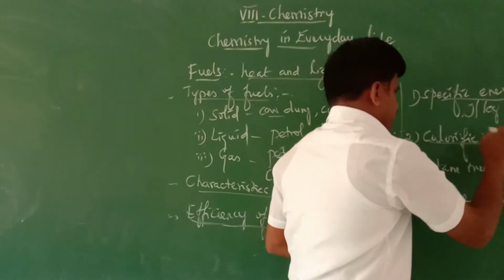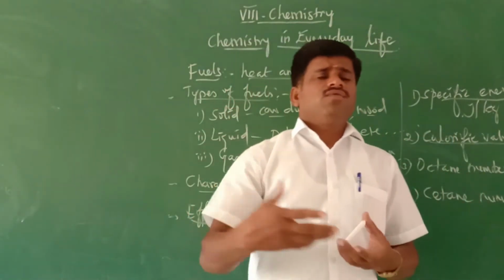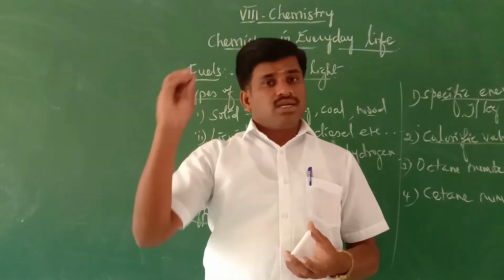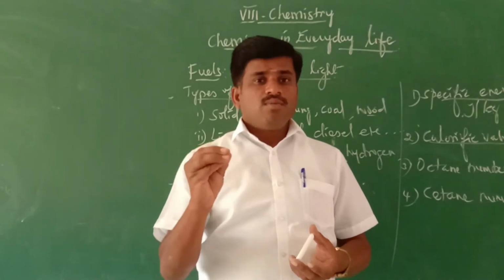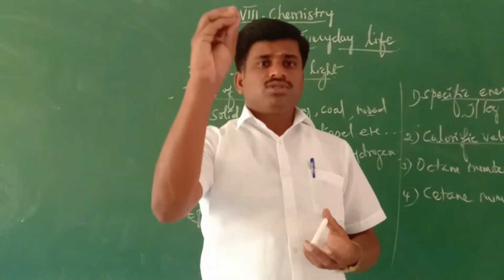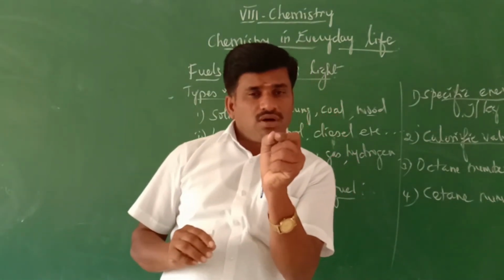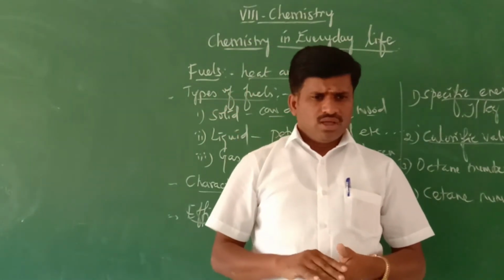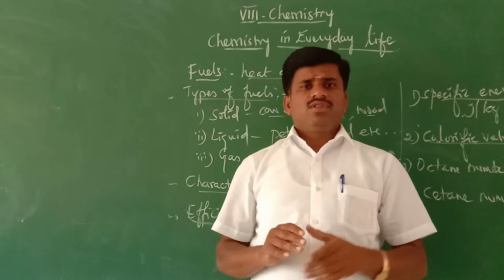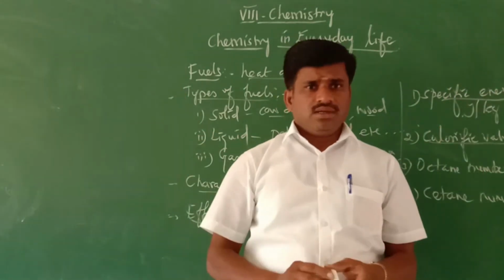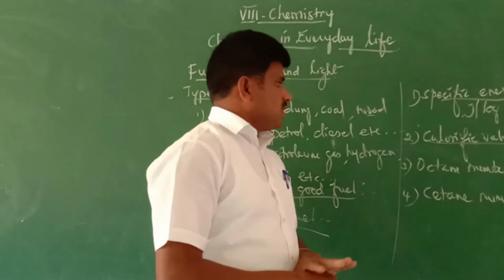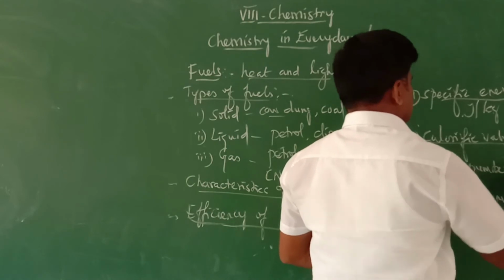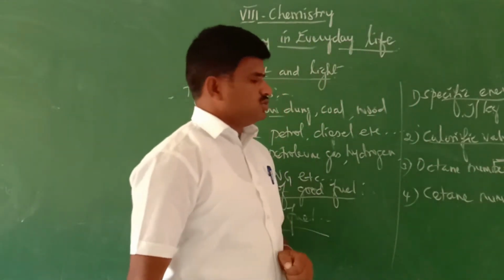Next, calorific value. It is the amount of heat energy released when 1 kilogram of fuel is burnt to produce light and heat. Such a value is called the calorific value of the fuel. When a fuel is heated and gives a high amount of energy, that is the calorific value. The unit of calorific value is kilojoule per kilogram.